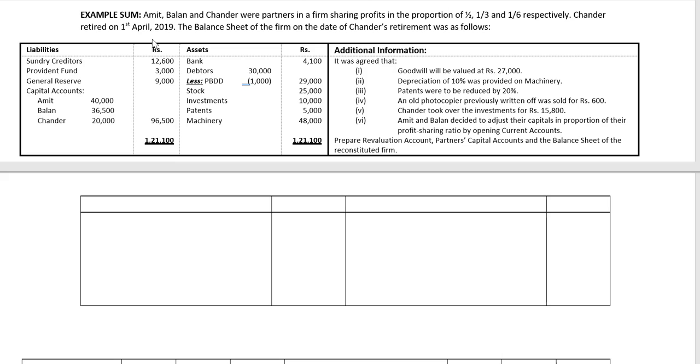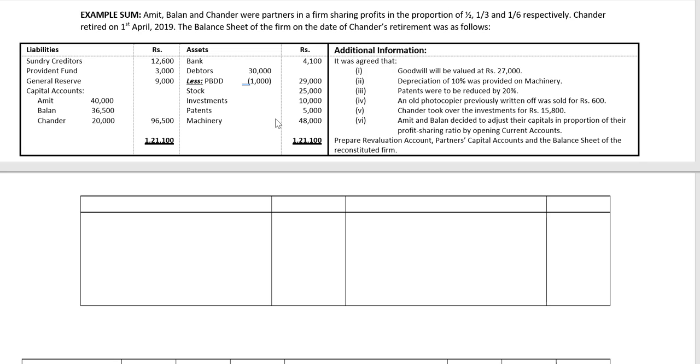Example sum. Amit, Balan and Chandar were partners in a firm sharing profits in the proportion of half, 1/3 and 1/6 respectively. Chandar retired on 1st April 2019. The balance sheet of the firm on the date of Chandar's retirement was as follows. To the left of the screen we have the balance sheet given. On the right, additional information.